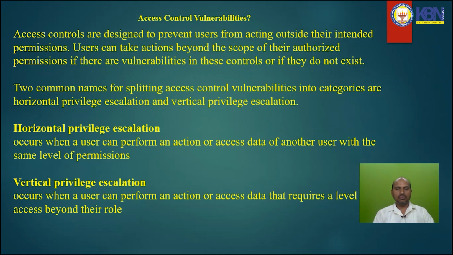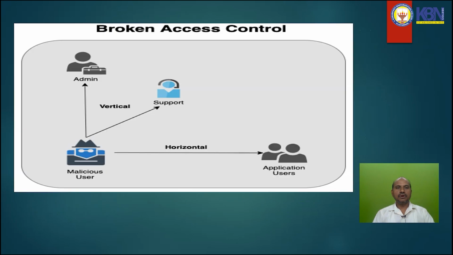Beyond their role means, see, this is the diagram of broken access control. So that is admin accessibility, which is beyond their role. Here the same-level access between application users is called horizontal, and beyond their role means admin access control. So here it is called vertical access control. This is the first vulnerability, broken access control.